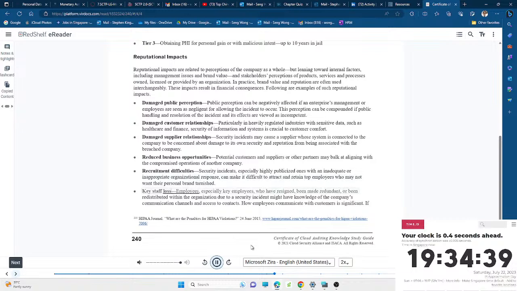Key staff loss. Employees, especially key employees, who have resigned, been made redundant, or been redistributed within the organization due to a security incident might have knowledge of the company's communication channels and access to contacts. How employees communicate with customers is significant. HIPAA Journal, what are the penalties for HIPAA violations?